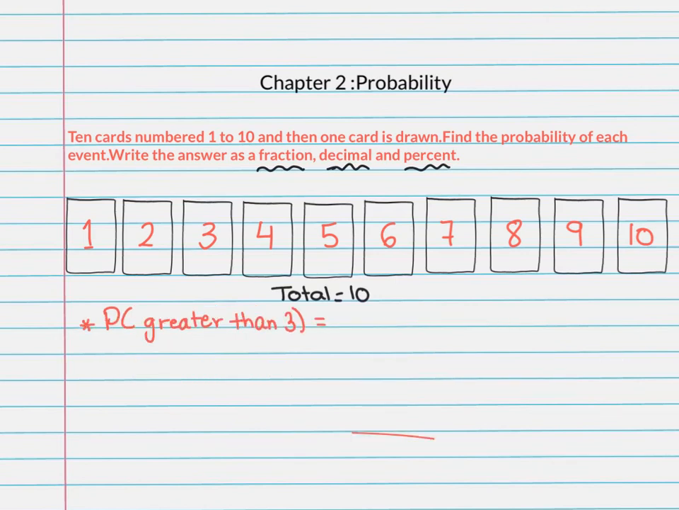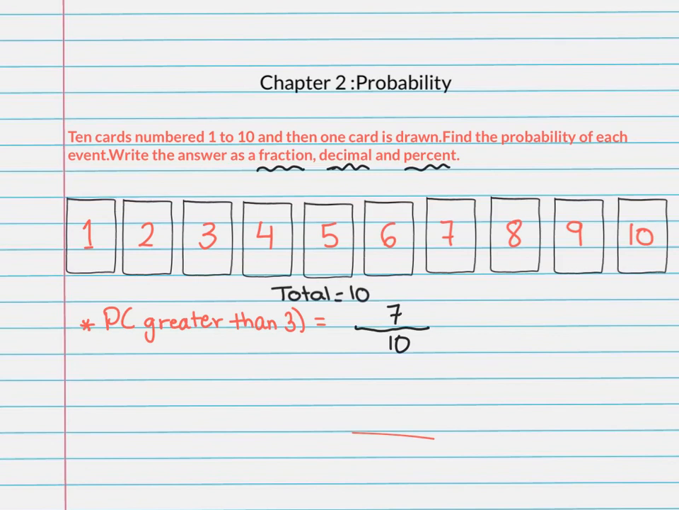Probability of taking a card that is greater than 3. So we are going to write it as a fraction, and the denominator is the total, which is 10. It does not change. And then we count how many cards are greater than 3. Remember, greater than 3 means that 3 is not included. We have 1, 2, 3, 4, 5, 6, 7. So we have 7 cards that are greater than 3.